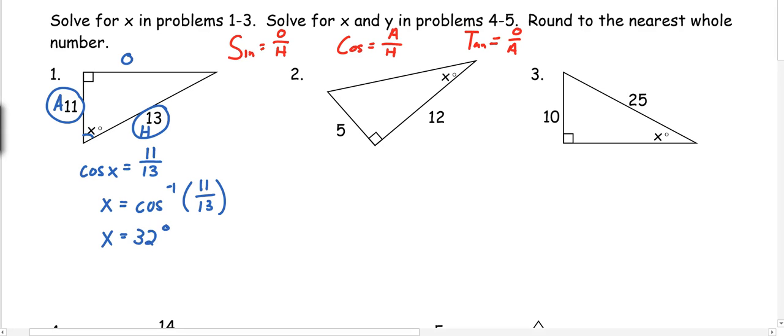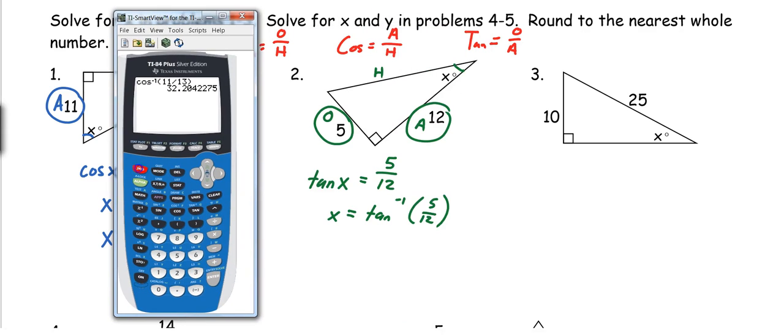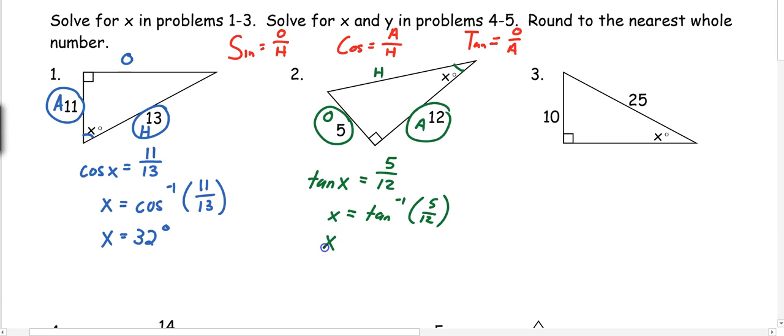In number 2, based on my reference angle, I have my opposite side, my hypotenuse, and my adjacent side. This time the opposite and the adjacent have numbers on them, which means we are going to use tan. So the tangent of x is equal to opposite over adjacent. In order to get x by itself, we need to use the tan inverse. So in my calculator, second tan gets us the tan inverse, 5 divided by 12. And when we round, we would get that x is 23 degrees.